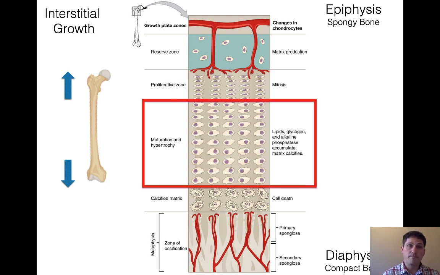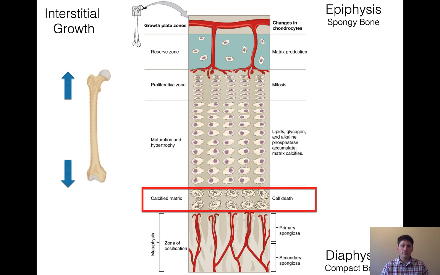Below that we see maturation and hypertrophy. Here these cells start enlarging and they start to calcify the matrix around them. We can see that lipids, glycogen, and alkaline phosphatases start to accumulate, but what's really important is to know that we start to calcify this cartilage around these chondrocytes. In doing so, those cells basically are committing suicide. Those chondrocytes are dying, and we are now left with this calcified matrix.